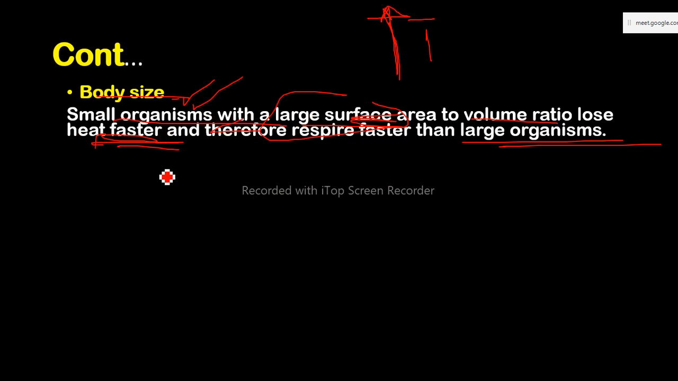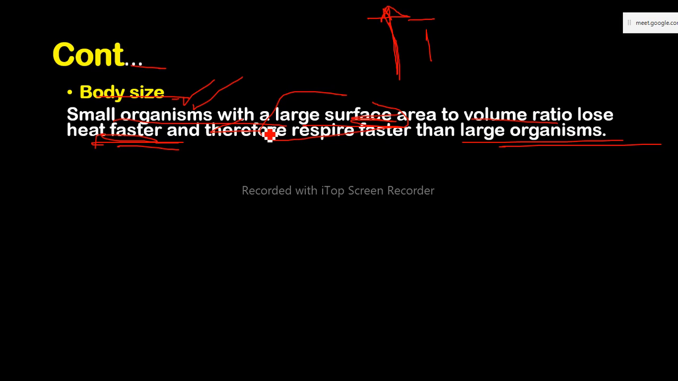So like I said, let me repeat for those who are not here. Small organisms have a large surface area to volume ratio, okay? And large organisms have a small surface area to volume ratio. If you want to illustrate, then you can still illustrate, but that's under homeostasis.